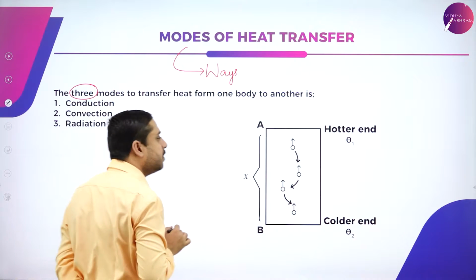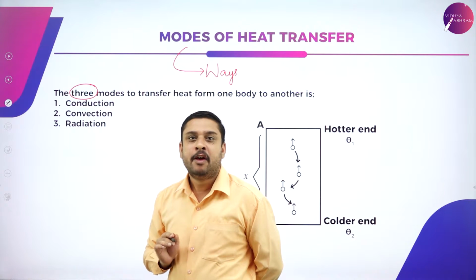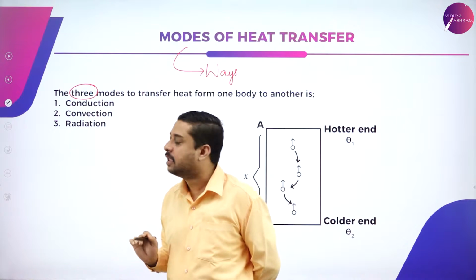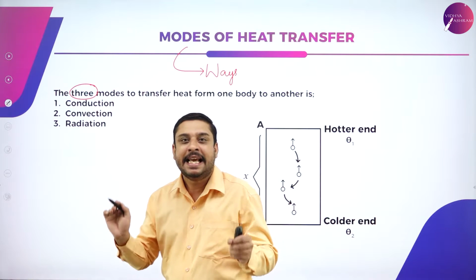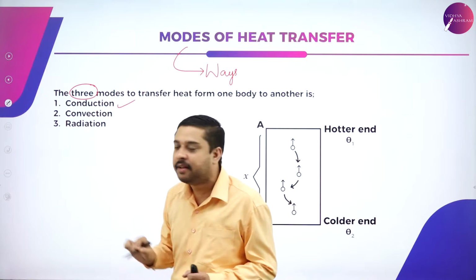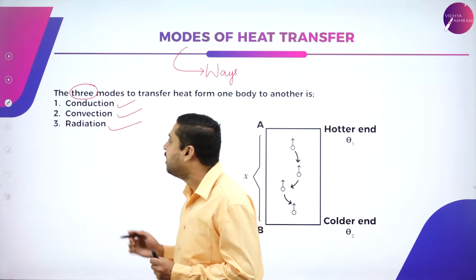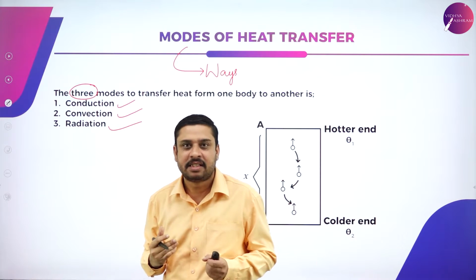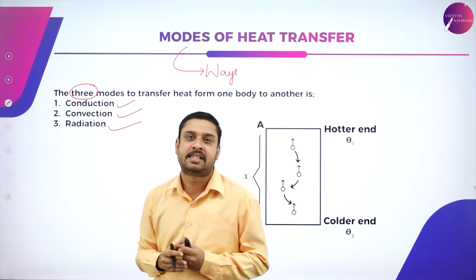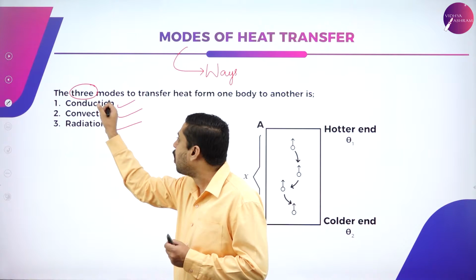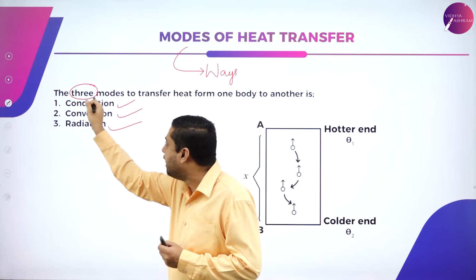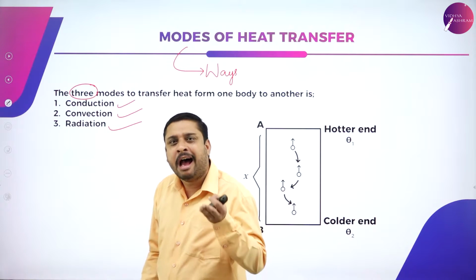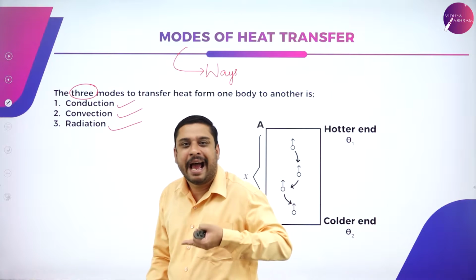So we say there are three modes of transfer of heat from one body to another, from one place to another. And these three modes or these three ways are conduction, convection, and radiation of heat. So the three probable ways, the three different ways of transferring heat from one body to another is conduction, convection, and radiation.